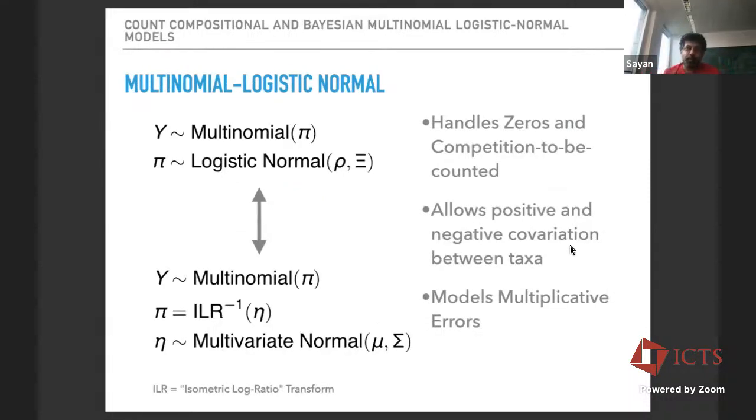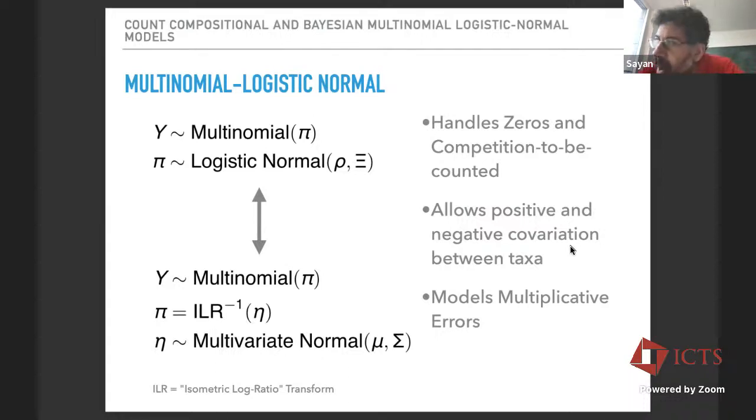So what I'm writing down now is something that, for lack of better words, interpolates between the compositional perspective and the count perspective. It handles zeros. It allows positive and negative covariation, and it models multiplicative errors, okay?